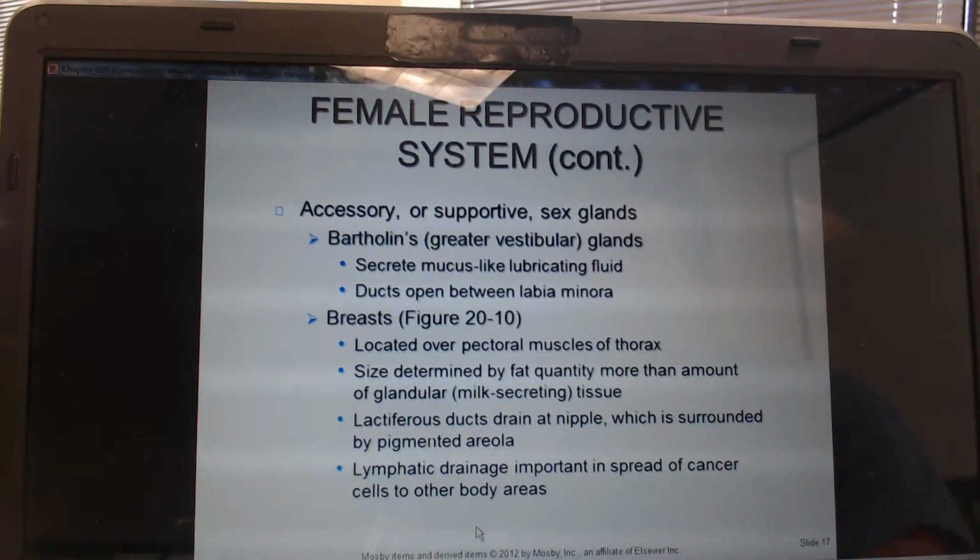In addition to those glands, there are the breasts, of course, which are located over the pectoral muscles of the thorax. The size is determined by the fat quantity more than the amount of glandular milk secreting tissue. There are lactiferous ducts that drain at the nipple, which is surrounded by the pigmented areola. And there's also lymphatic drainage, which is important in the spread of cancer cells to other body parts.